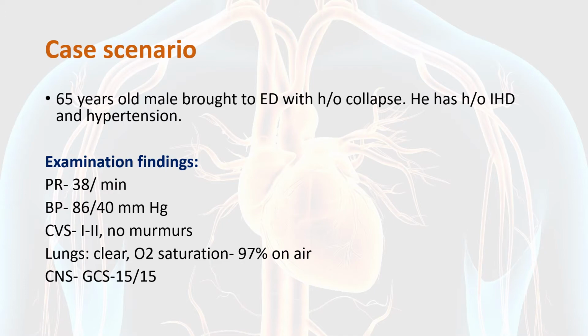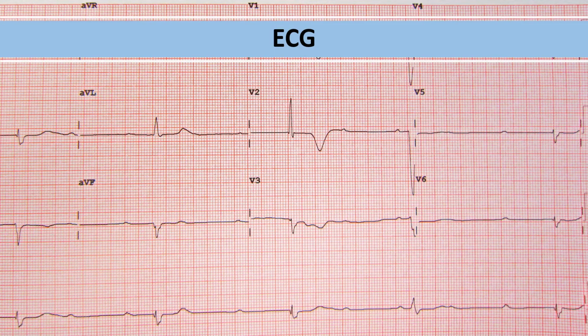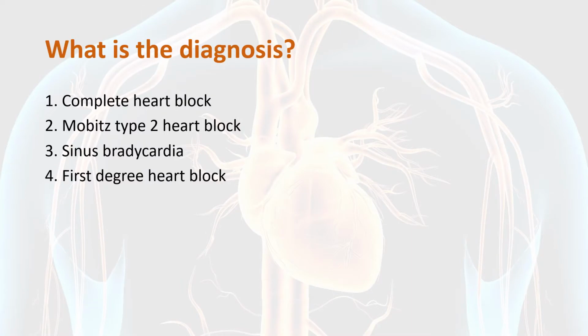millimeter of mercury. Please pause the video to look at the ECG carefully to answer the question on the next slide. So, what is the diagnosis here based on the ECG? Please pause the video to go through the options. The correct answer is option 1, which is complete heart block. Why this is the correct answer, we will learn very soon.